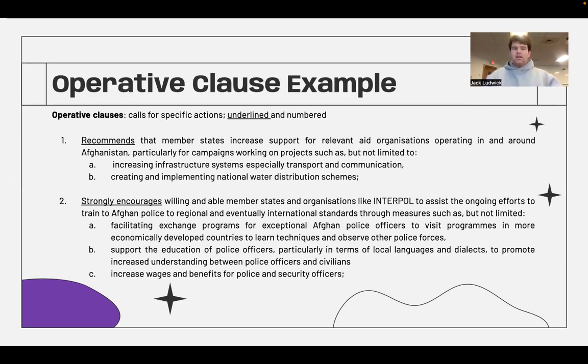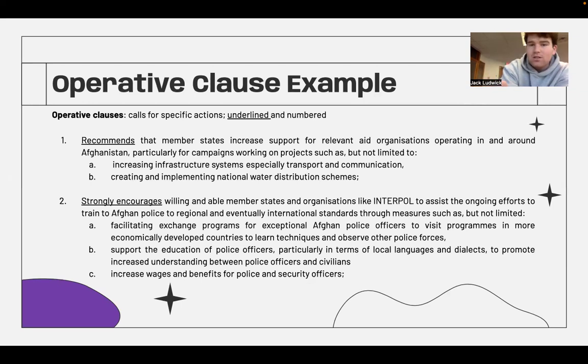The first word is underlined and they're numbered one, two, three, four, five, however many you have. Let's show an example real quick. Recommends that member states increase support for relevant aid organizations operating in and around Afghanistan, particularly for campaigns working on projects such as, but not limited to, and then it keeps going. This is where you get really specific with the solutions to the topic guides. You'll always start it with an action word, so recommends, strongly encourages. I know we have a list on our website of all the different words that can start preambulatory and operative clauses. I highly recommend you either print that out as a part of your research or you give that a good look over before going into committee.